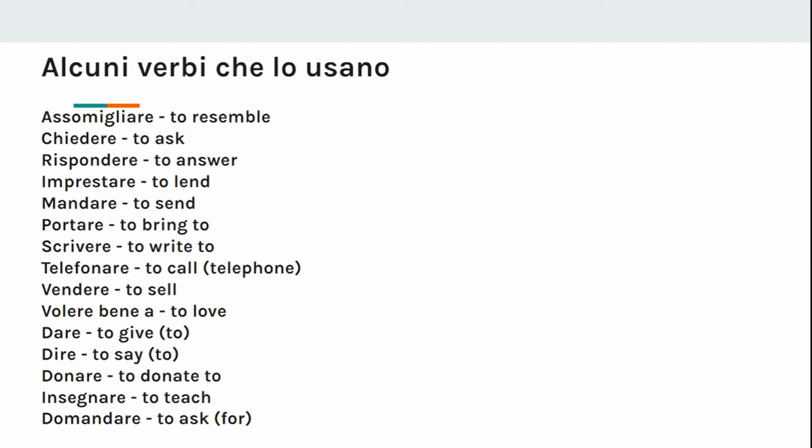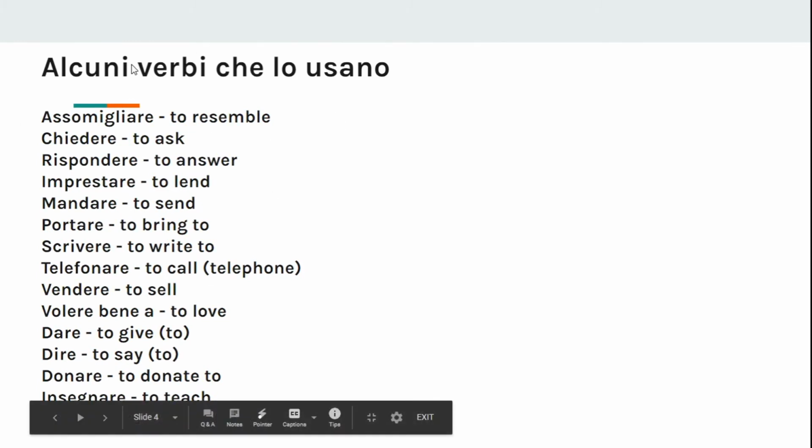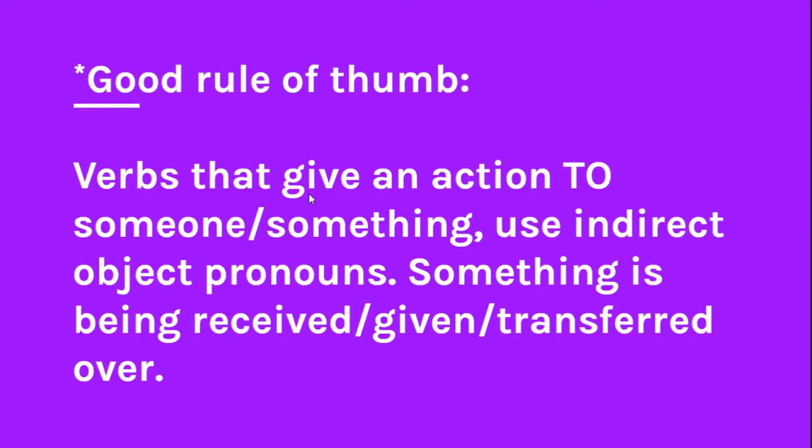We're going to look at more examples più tardi, però per adesso dovete scrivere tutti questi verbi su una foglia per ricordarti bene, ok? Good rule of thumb, come ho già detto, verbs that give an action to someone or something use indirect object pronouns. Something is being received, given, or transferred over.